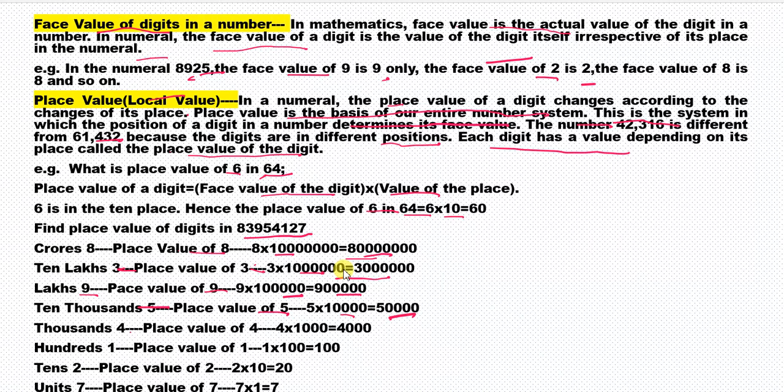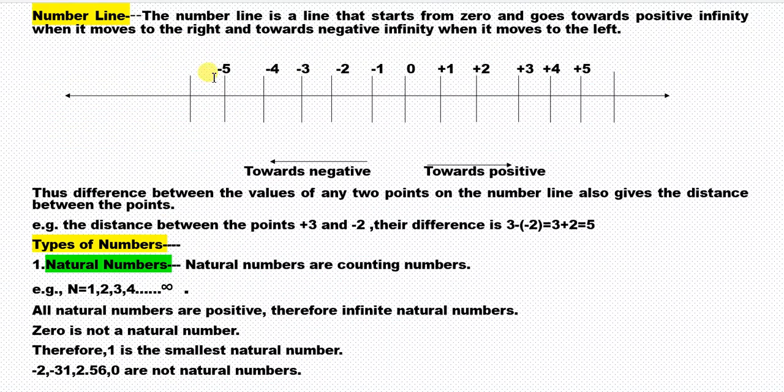Similarly, at the thousands place is 4; the place value of 4 is 4 into 1000, which is 4000. At the hundreds place, the place value of 1 is 1 into 100, which is 100. Similarly, at the tens place is 2; the place value of 2 is 2 into 10, which is 20. At the unit place is 7; the place value is 7 into 1. I hope you have successfully understood place value.